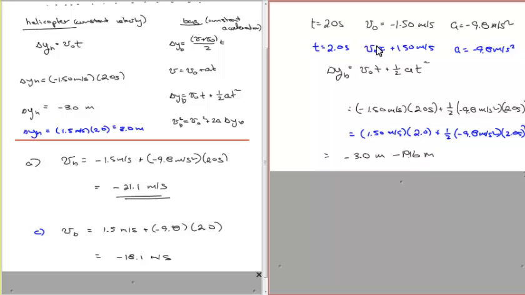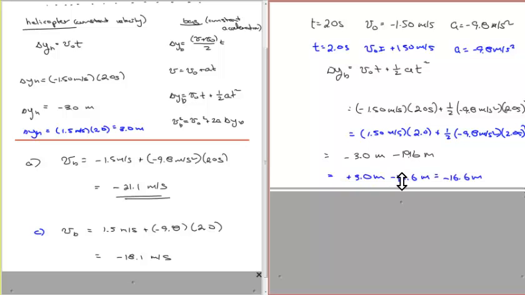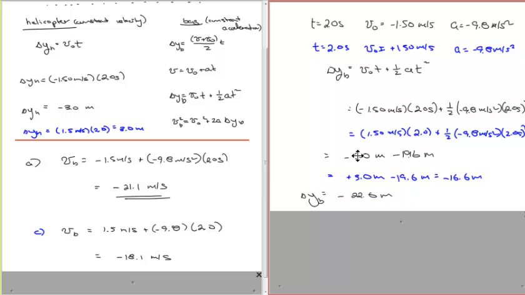The blue is what happens if the helicopter is going up initially, which is plus 1.5 meters per second. So this part becomes plus compared to minus. So this part changes, this part doesn't change. So we go from negative 3 to positive 3 meters, contributed by this initial velocity. The second part stays the same because it's just based on the acceleration and time, which is the same with both parts of the problem. So if you take negative 3 minus 19.6 meters, you get that the bag goes down negative 22.6 meters. The helicopter goes down 3 meters, negative 3 meters though.